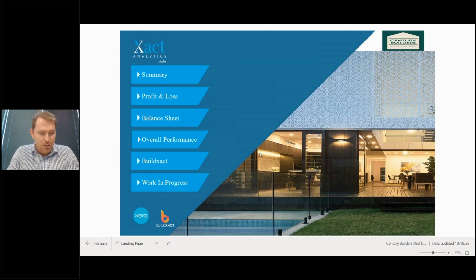For those of you that do use Buildxact, this links into Buildxact at zero, almost live. So this dashboard refreshes every 6 hours. So if you have your bookkeeper, better half, smashing in data all day, you can pop this open at any point and have a look at how the financial performance of your business is going as well.